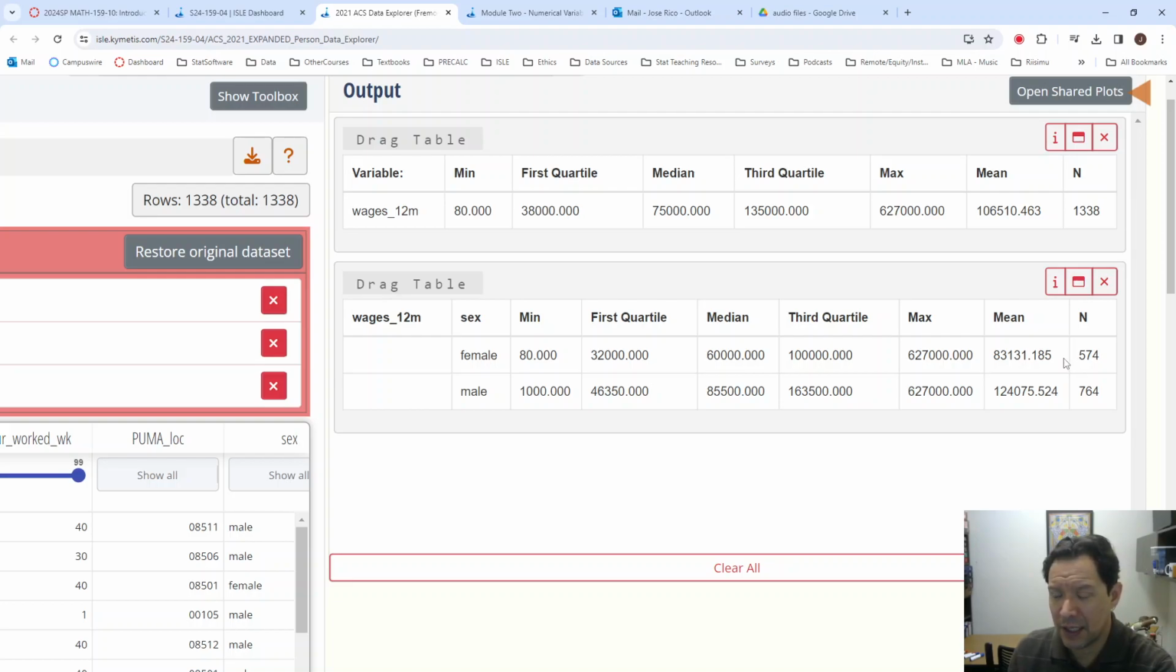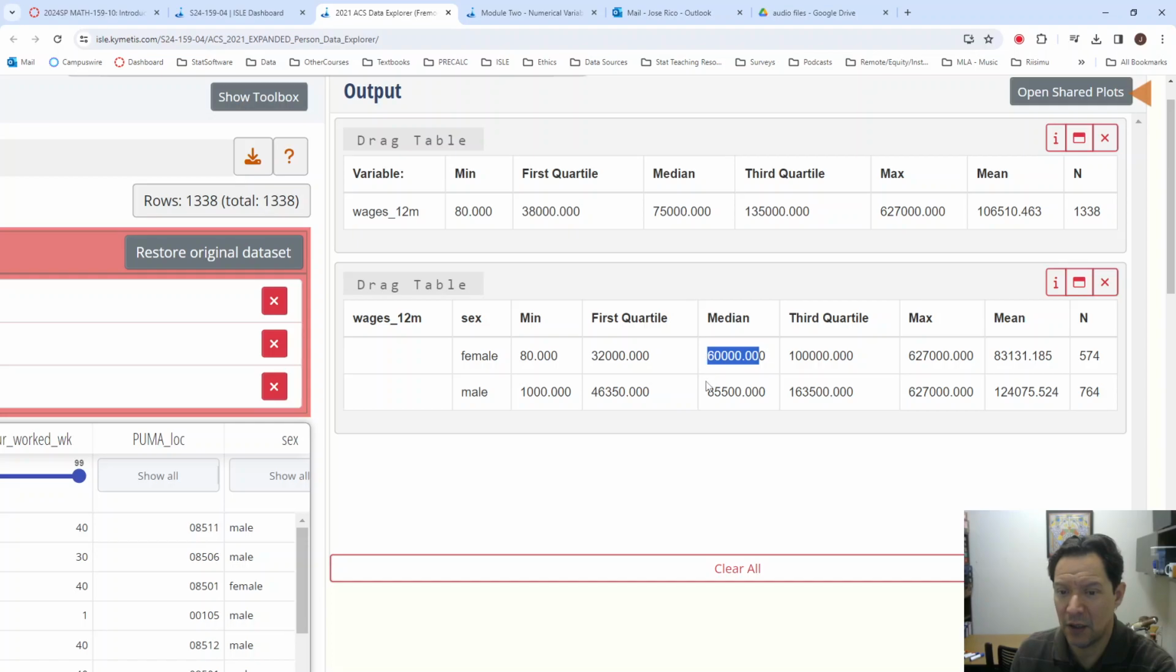But the first thing that I look at, I definitely look at the mean and the median probably first. I see the women are at a 60,000 median, while the men are at a 85,000 median. That's a pretty big difference. I'm also noticing a big difference in Q1, 32 versus 46. It's only like 14,000. This is 25,000. The third quartile gets the biggest difference. Goes from 100,000 to 163,000.